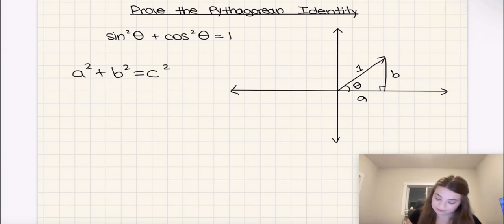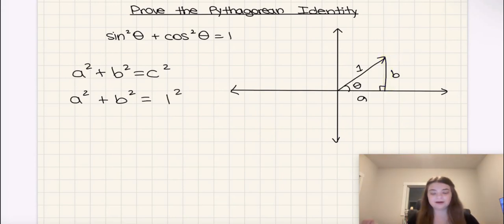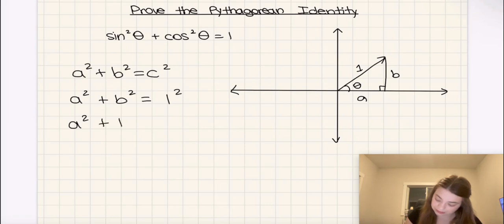So here we can write that a squared plus b squared, talking about this length here, a, and this length here, b, the squares of these two lengths added together, is equal to c squared, or 1 squared in this case. So that means that a squared plus b squared is equal to 1.